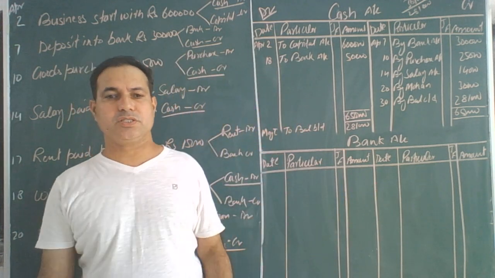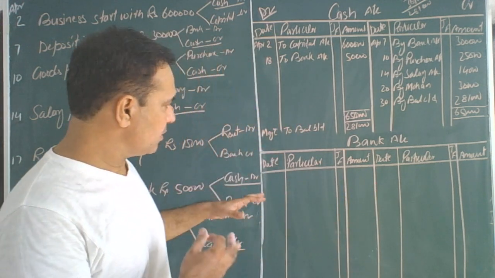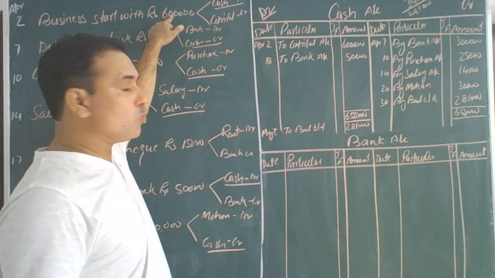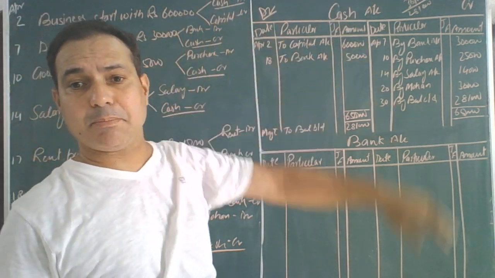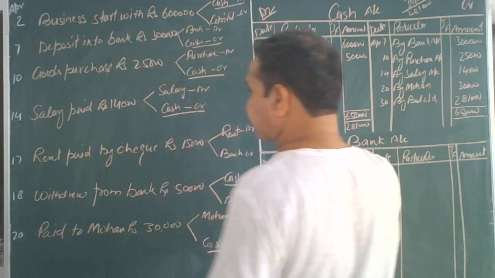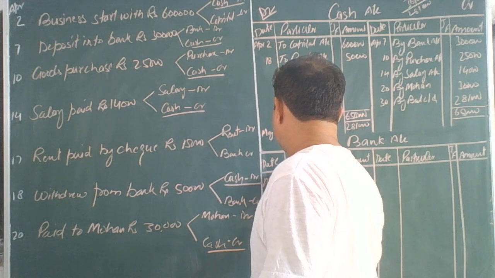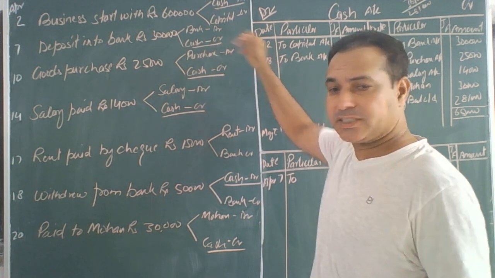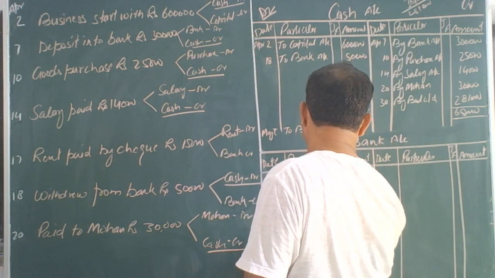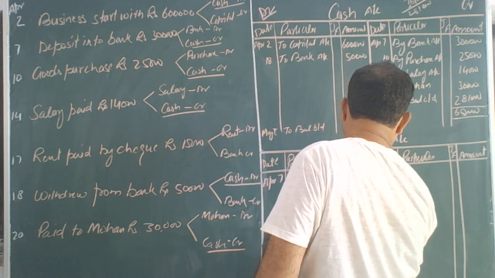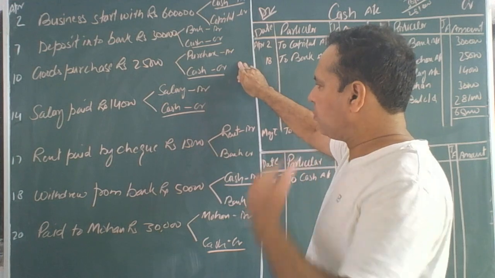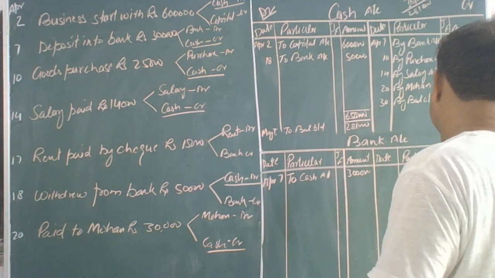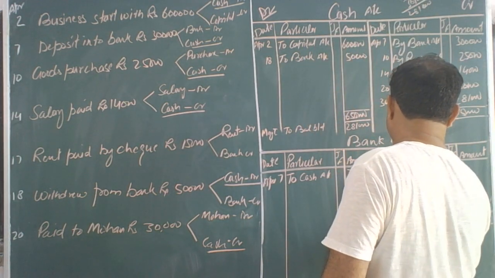Next account we are going to prepare is bank account. In this account we will write all the transactions related with bank. So in the first transaction there is no bank. In the second transaction bank is debited, so it will go to the debit side of bank. Date is April 7. Opposite to bank it is cash, so we will record the name of cash, rupees 3 lakh. Next transaction, no bank. Here is bank again. We have paid rent on 17 by bank.